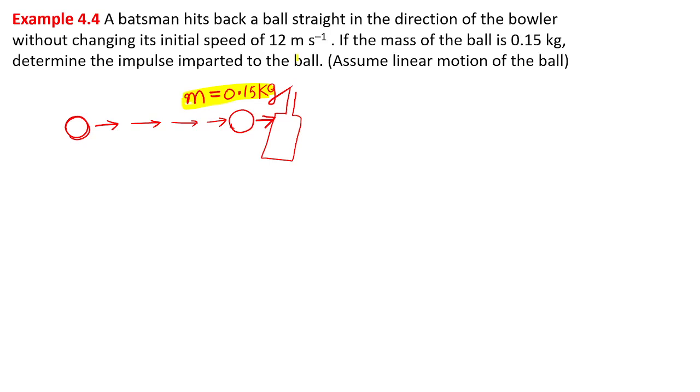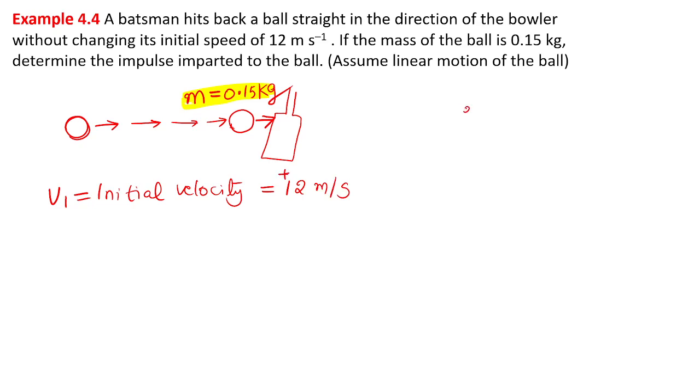Then what is the next one? The initial velocity. Initial velocity is v1. Let me write here. v1 is the initial velocity, just before hitting the bat. Just before hitting the ball, the velocity of the ball was 12 meters per second. The sign convention is required.